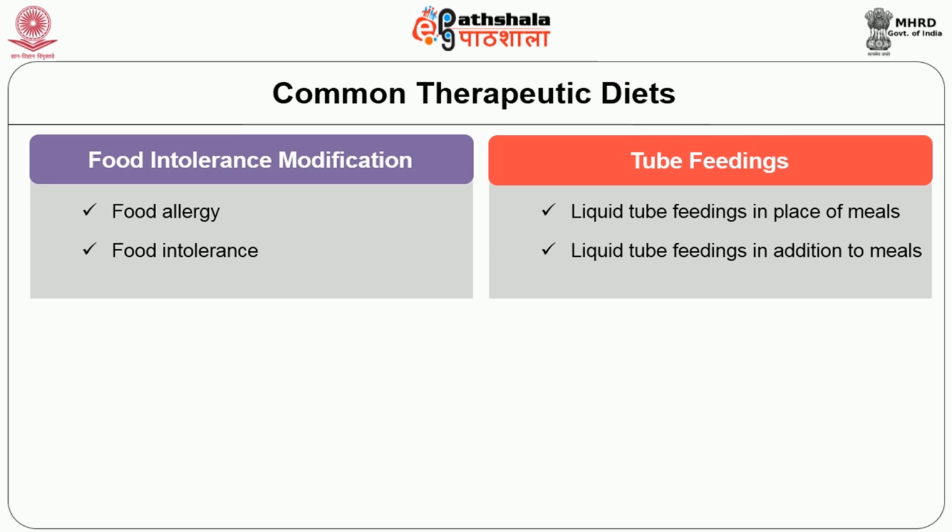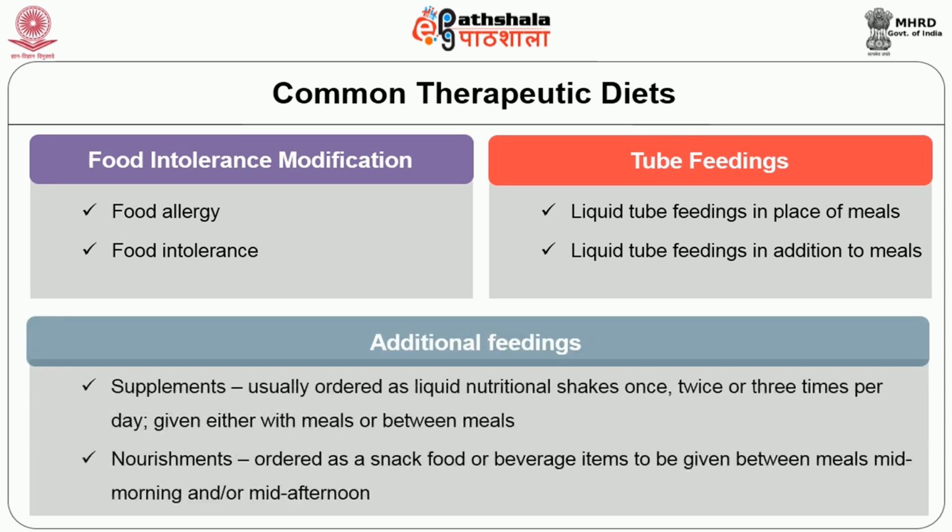When we talk about additional feedings, we have two types: supplements and nourishments. Supplements are usually ordered as liquid nutritional shakes once, twice or three times a day, given either with meals or between meals to increase the nutrient intake. Nourishments are ordered as a snack food or beverage item to be given between meals, mid-morning or mid-afternoon. So, these all come into this category.